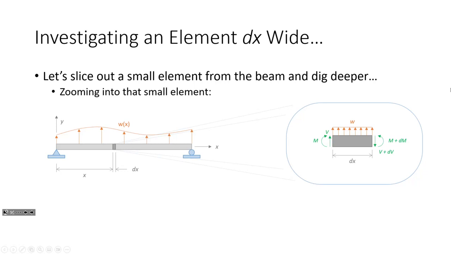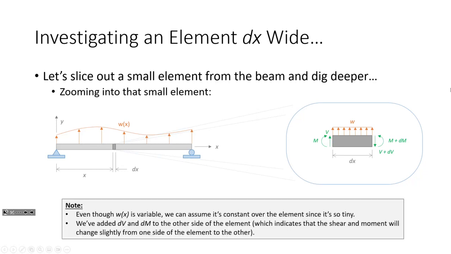Same thing with the moment. Positive moment, but I've got some moment over here and some moment plus some change. And we're going to try and figure out what that change is. Because the idea is if I can figure out how much the shears and moments change from one point to another, well then I'm in the lane where I can start plotting some stuff out.